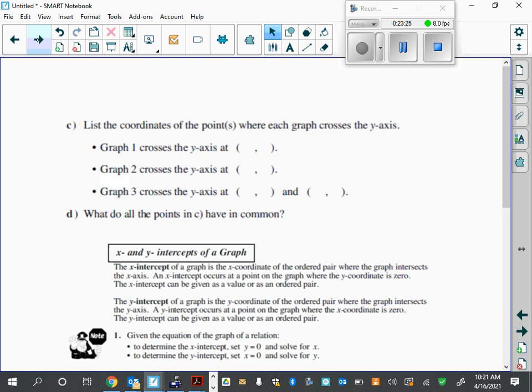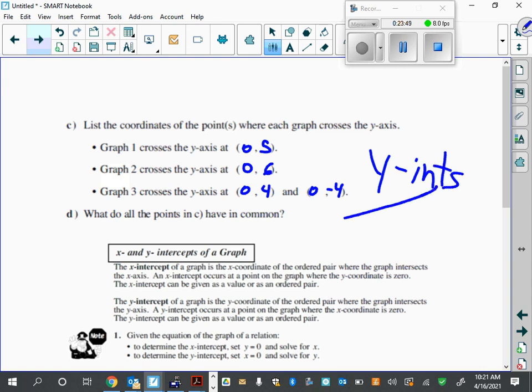Let's introduce our x-y intercepts. Anybody get that? Yes. These are all y-intercepts. What do all the y-intercepts have in common? X equals 0.